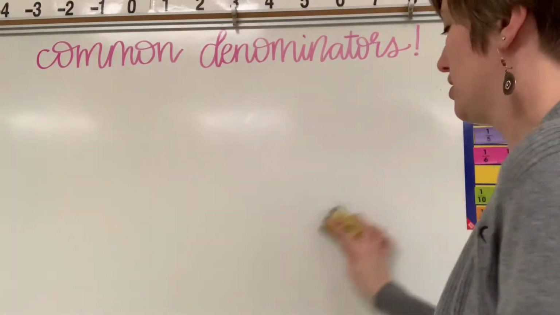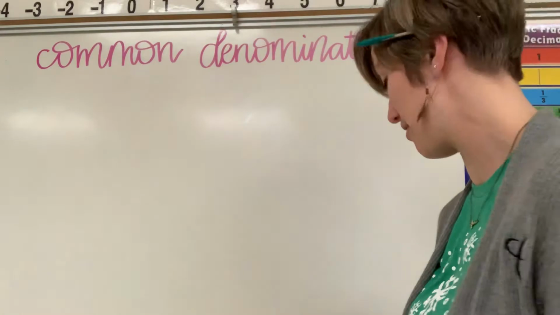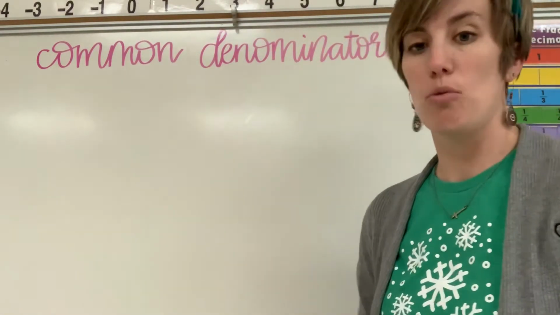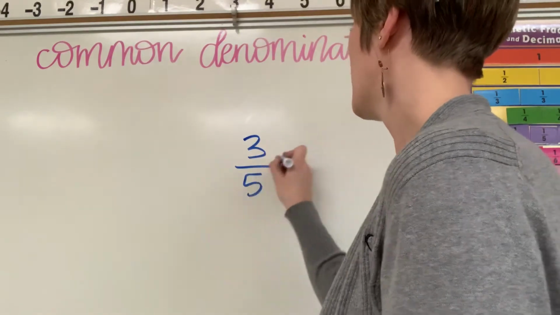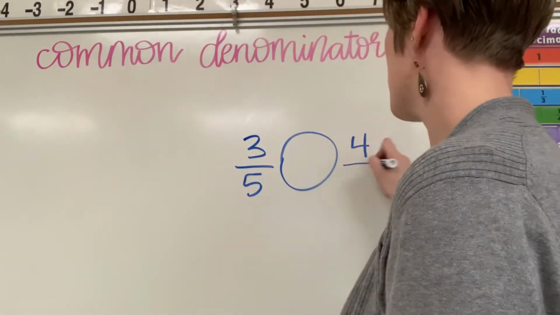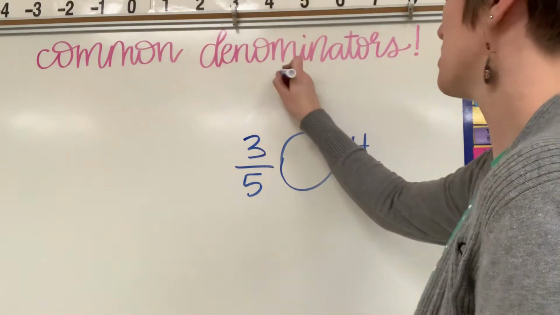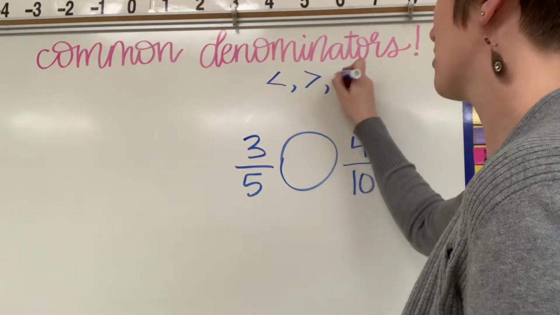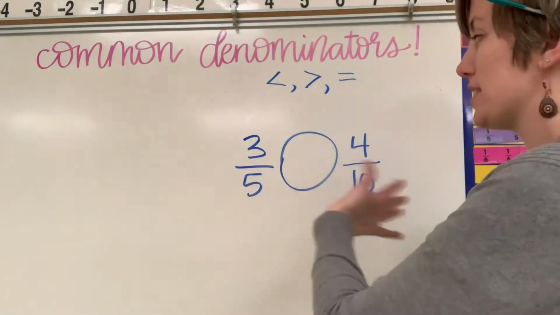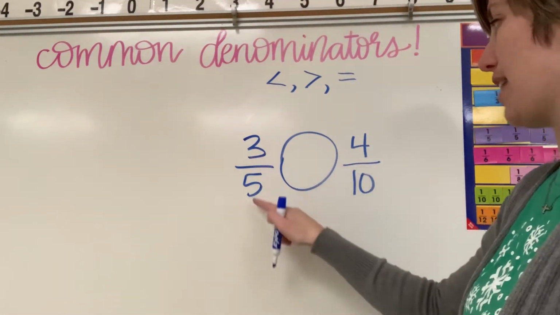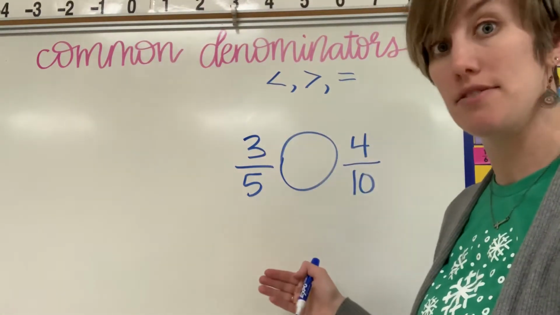Now, the next thing that I have been talking to my students about is comparing fractions. Once we find something that's unequal, let's go back to this one, 3/5 and 4/10. Now we're looking to put something in this circle just like we did before: less than, greater than, or equal to. Now we're comparing fractions. Which one is bigger? We know that 5 times 2 is 10, but that 3 times 2 is not 4.